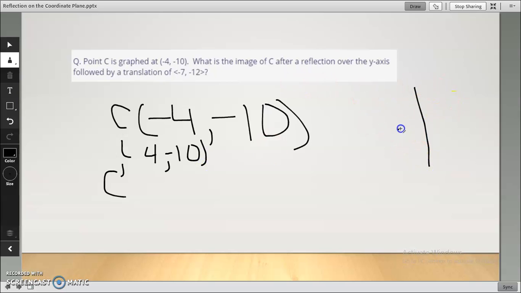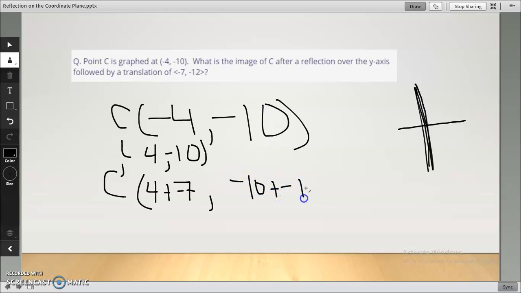So again, if I have my graph here, I want to reflect it across the y-axis. I want to move it from here to here. That means nothing is happening to my y, but my x is changing sign. And then for the translation, I'm just going to add these values to it. So I'm going to have 4 plus -7 and -10 plus -12. So my translated C would be (-3, -22).